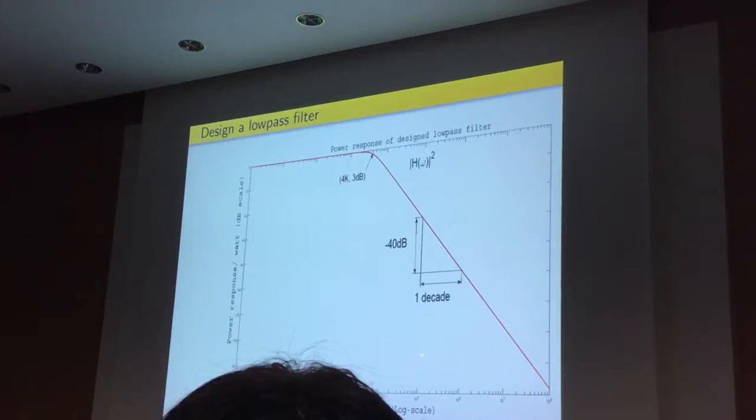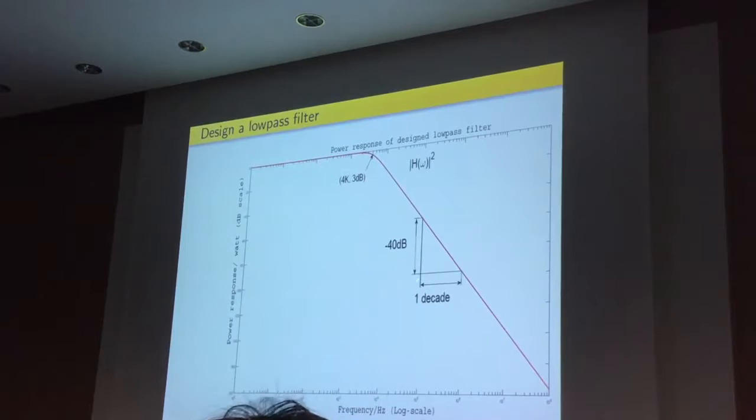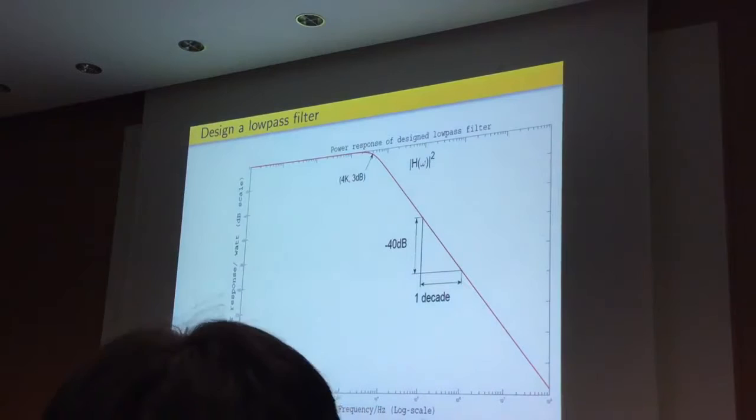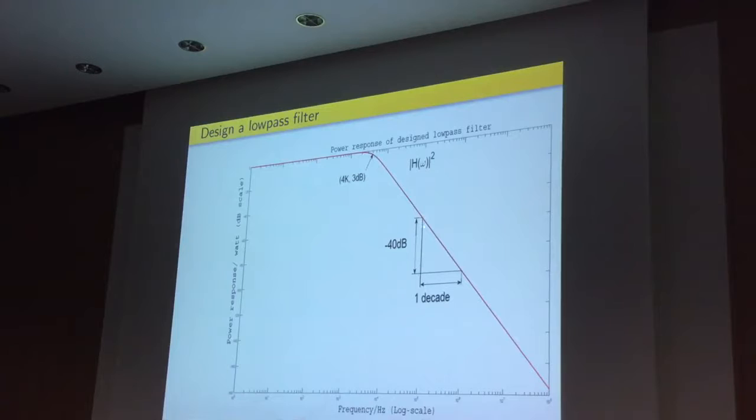From here, if you look at your lecture, it's clearer. Here, it's not very clear. From here to here, it's 1 decade away, meaning the frequency at this point should be 10 times that of this point. That's what we say, 1 decade. So 1 decade away, the corresponding roll-off or attenuation, if you look at the vertical axis now, from this point to this point, is actually minus 40 dB. This means our design is correct for the roll-off region.